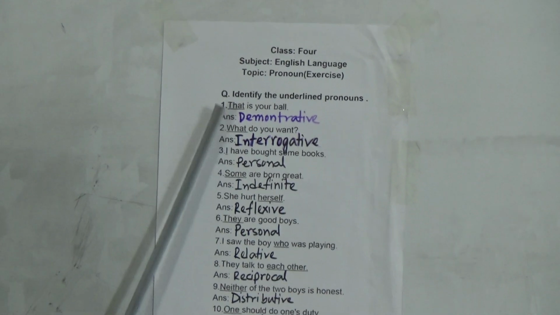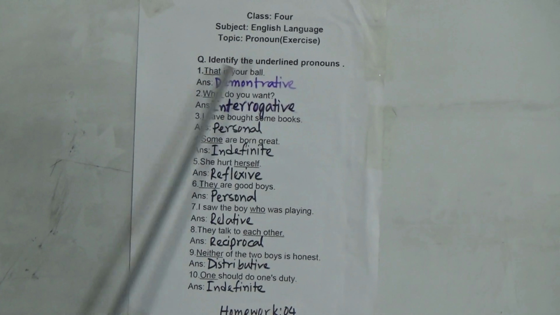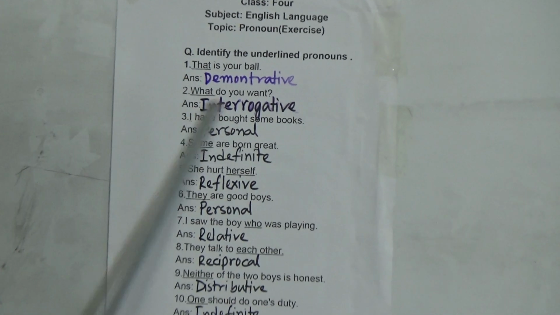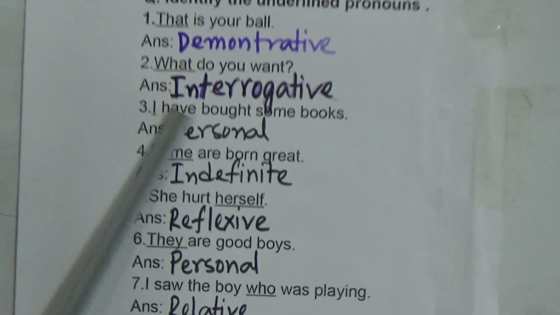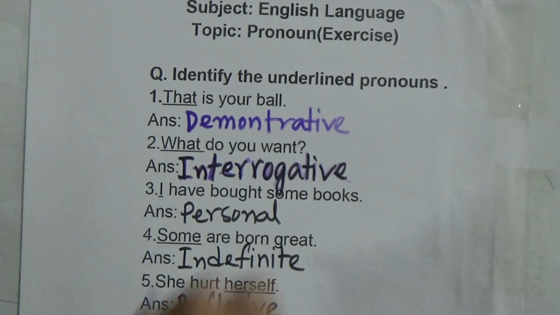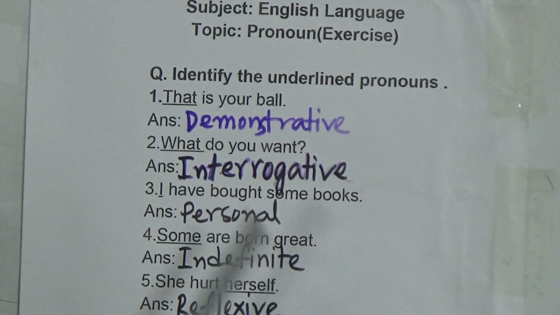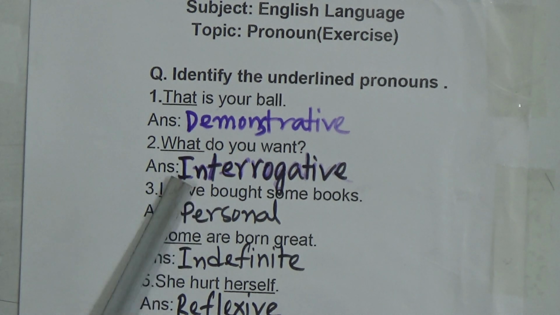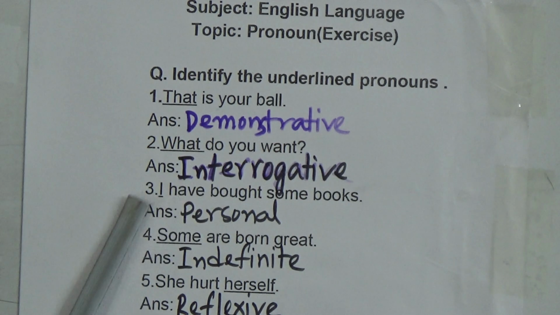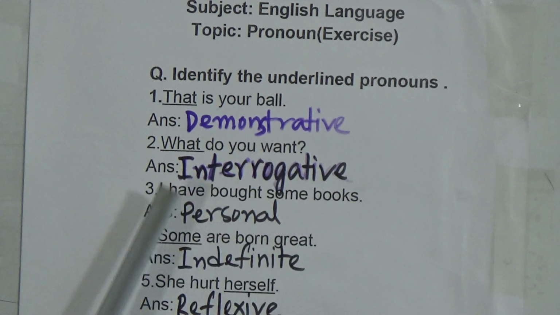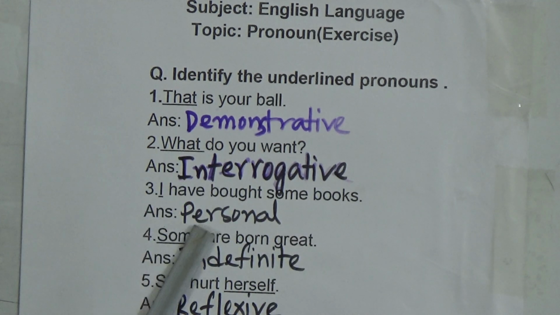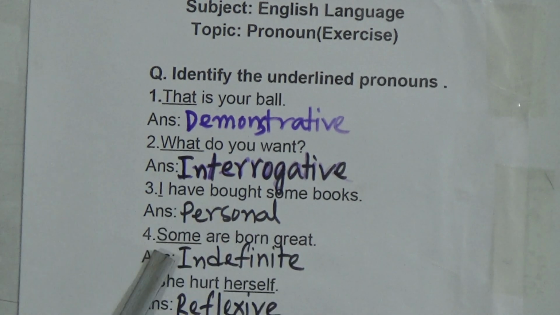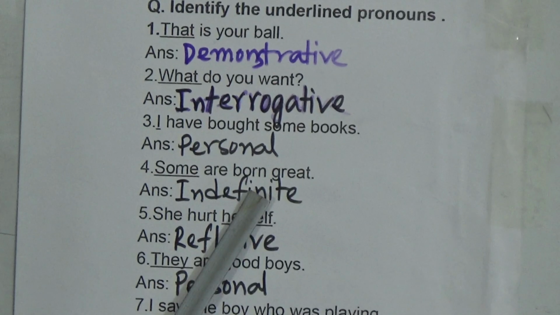So dear students, number 1 is that is your ball. The word that is underlined, the answer is demonstrative. Okay, the answer will be demonstrative. There will be an S. And now number 2, what do you want? Number 2 will be interrogative. The word what is underlined here. Number 3, I have bought some books. I is underlined here. It will be personal pronoun. Number 4, some are born great. The word some is underlined and the answer is indefinite.